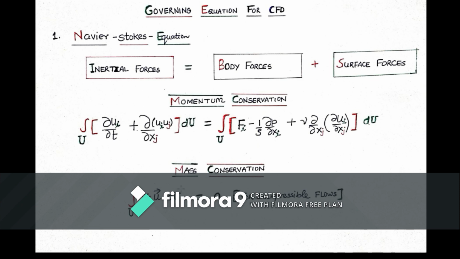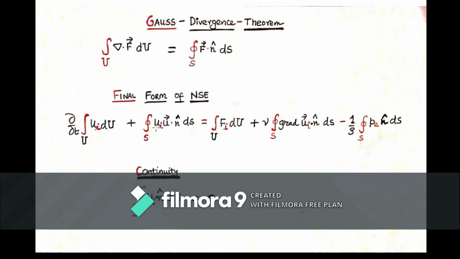So here also we have taken the volume integral for the control volume, but here also we need to move from volume to surface. So in the final form, you can see it takes a surface form, and the rest, the convection term, the diffusion term and the pressure term, take a surface form.